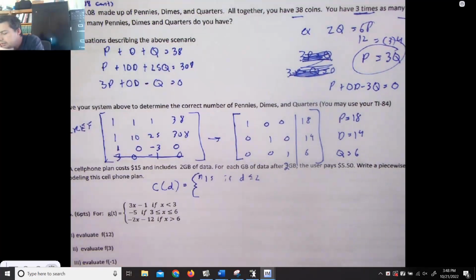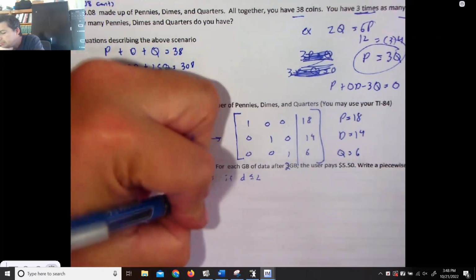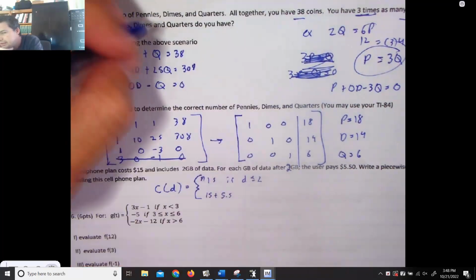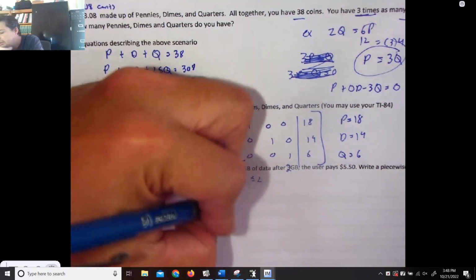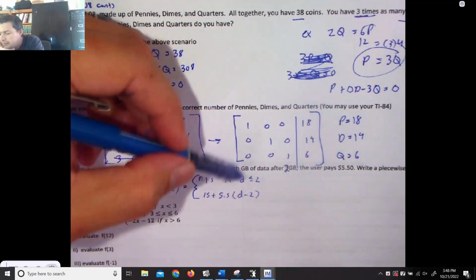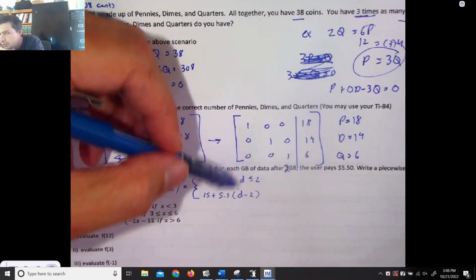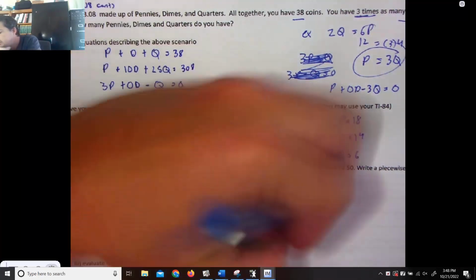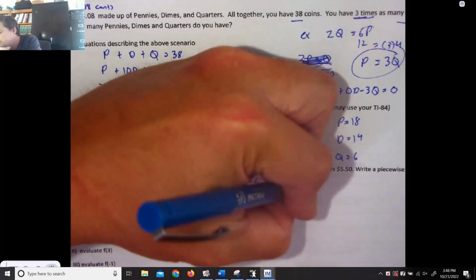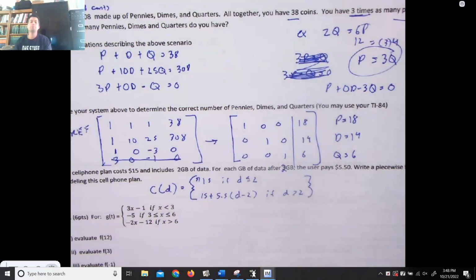The next one is going to be 15 plus 5.5, and this is the part that throws kids off. You have to say D minus 2 because you already paid for 2 gigabits of data right here. You don't want to charge somebody for it twice if the data is greater than 2. That's real world piecewise functions.